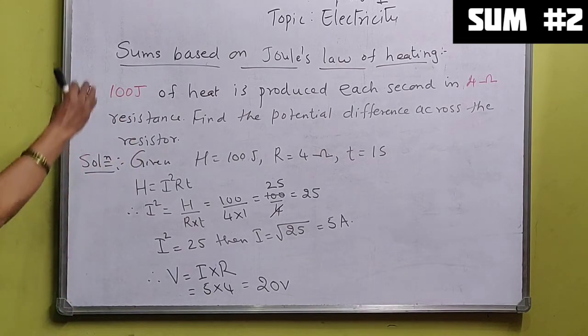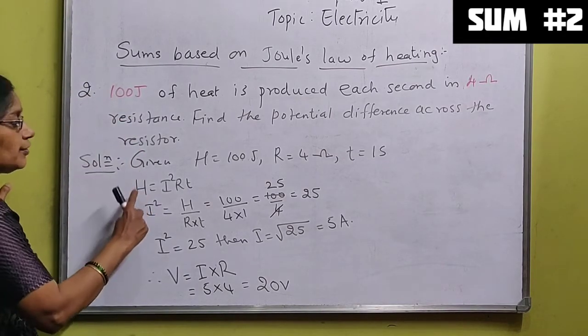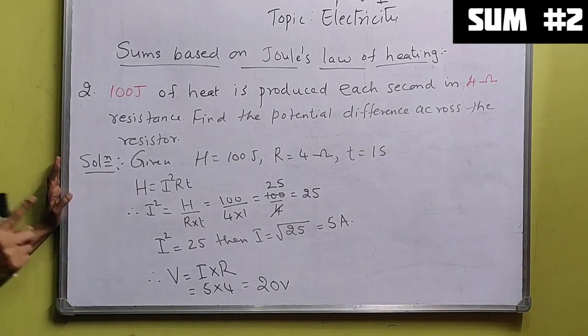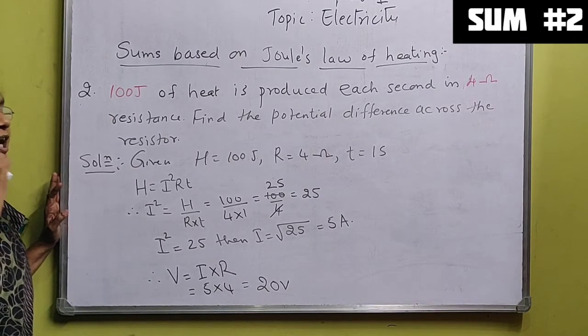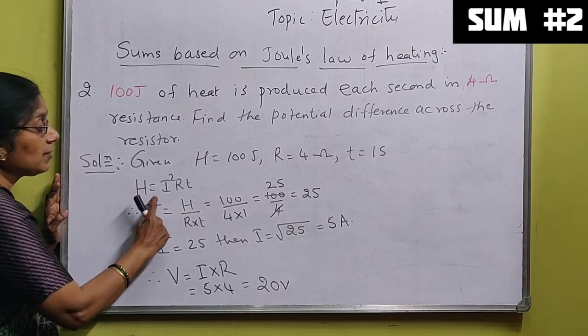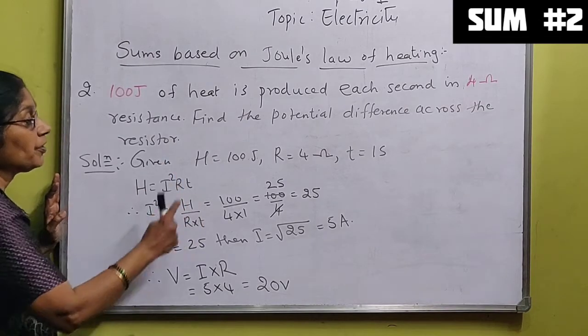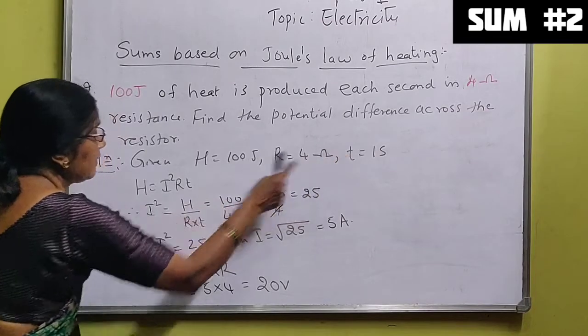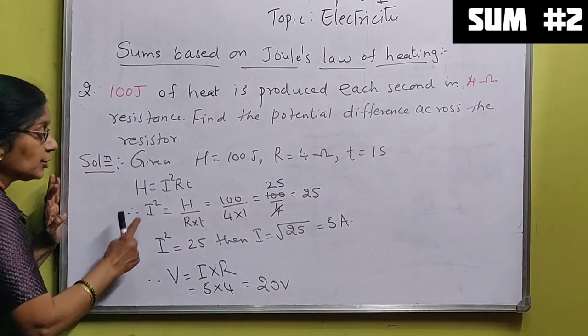This is where we are using the Joule's law of heating equation. They may ask you for 1 mark: what is the Joule's law of heating, or write the equation for Joule's law of heating. This is the equation: H is equal to I square R T. So here heat is given, resistance is given, time is given. So we have to find out I.